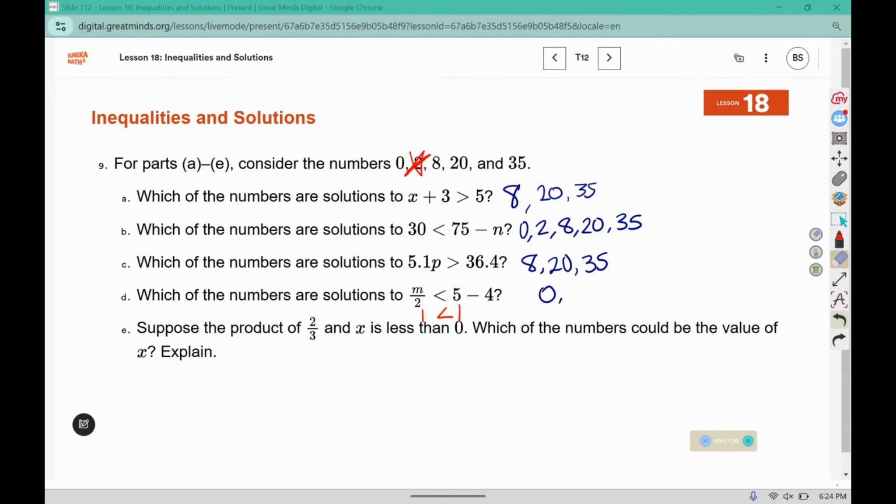If I used 8 here, 8 divided by 2 is 4. 4 is not less than 1. So the larger and larger I make m, the larger this side is going to get, and it's not going to be smaller than 1.